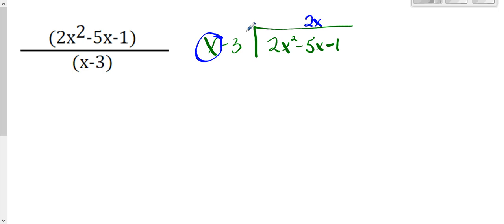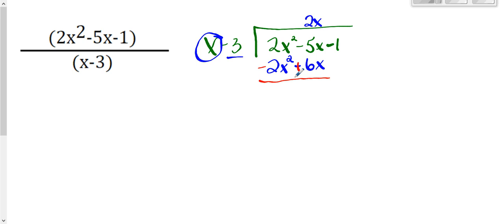So 2x times x is 2x squared. And then 2x times negative 3 is negative 6x. So we know we're going to take this whole binomial and subtract it. And one of Miss Freeland's students actually showed that we could just go ahead and show that I'm going to subtract negative 2x and I'm going to subtract negative 6x. Well, if I subtract negative 6x, it's like I'm actually adding it.